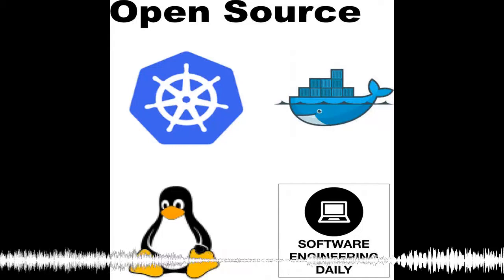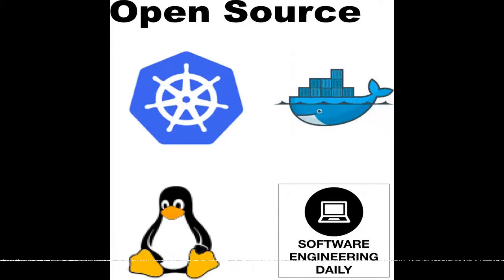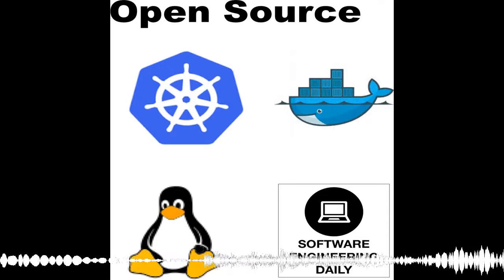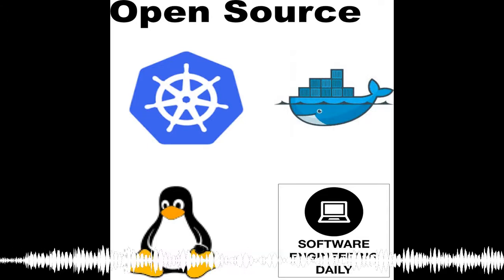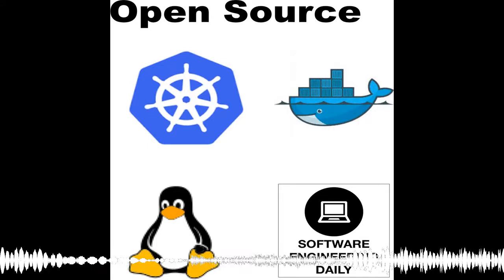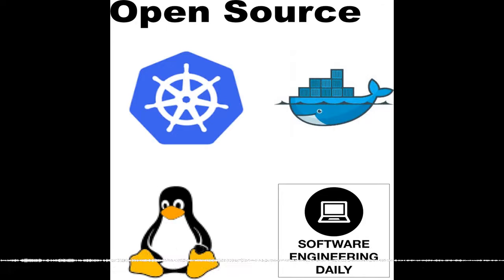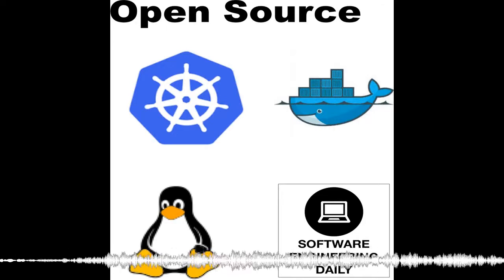So, for instance, scaling operations on a set of pods, which is the unit of deployment in Kubernetes, was handled by a replication controller. And the replication controller is responsible for controlling the replication of one set of pods, just one set of pods.